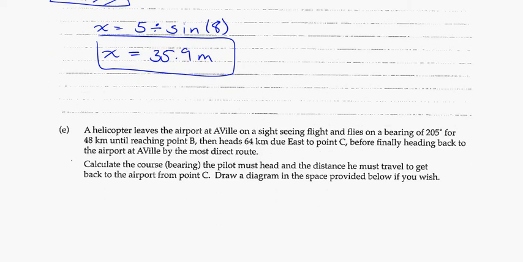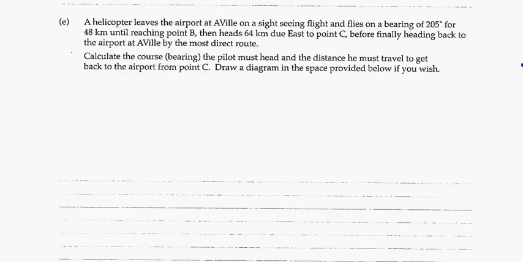Question 3. A helicopter leaves Aville on a sightseeing flight and flies on a bearing of 205 degrees for 48 kilometers until reaching point B. It then heads, well, let's start on our diagram because we're going to need it.